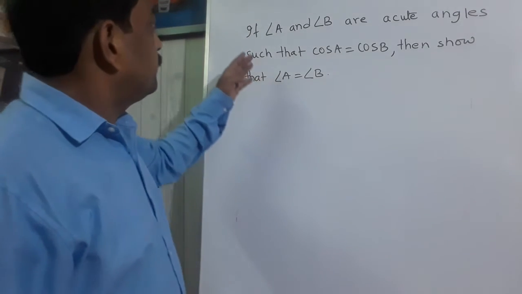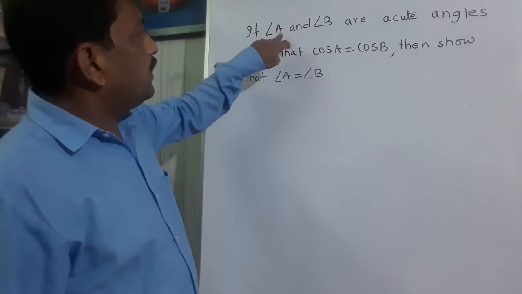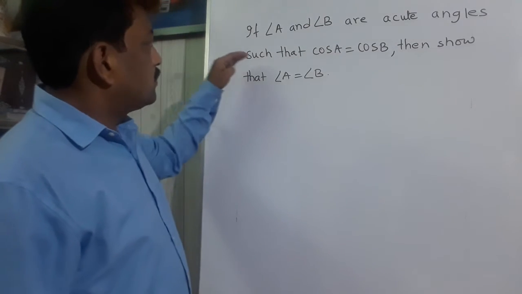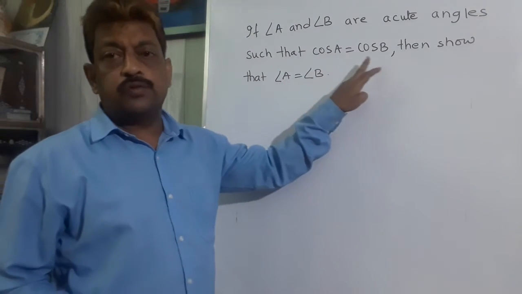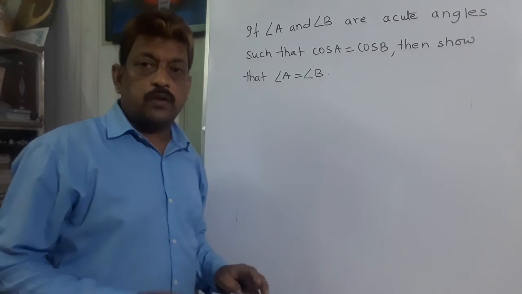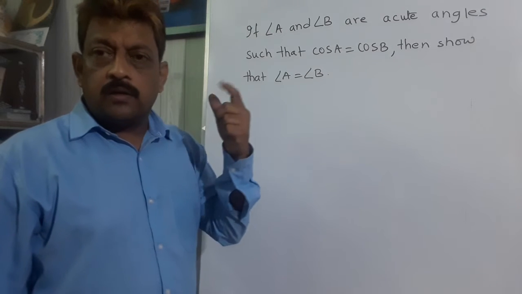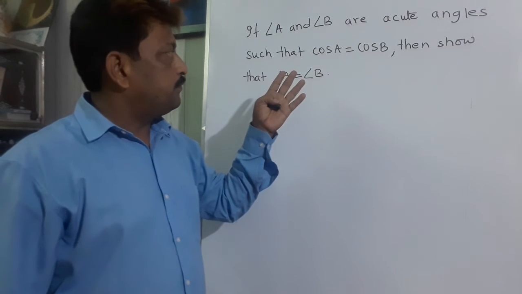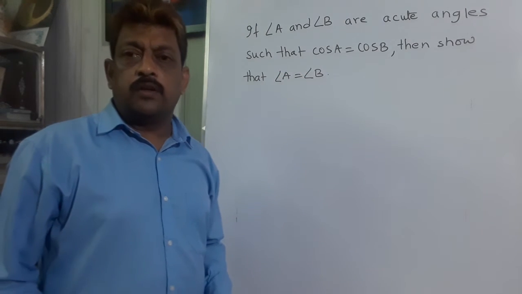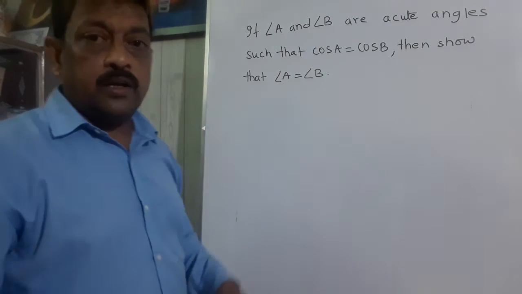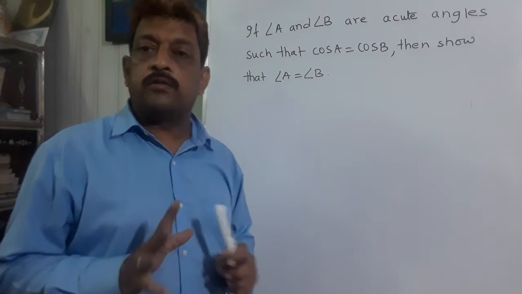The next question: if angle A and angle B are acute angles such that cos A equals cos B, then show that angle A is equal to angle B. Here the values of cos A and cos B are equal, so we need to show that angle A and angle B are also equal.